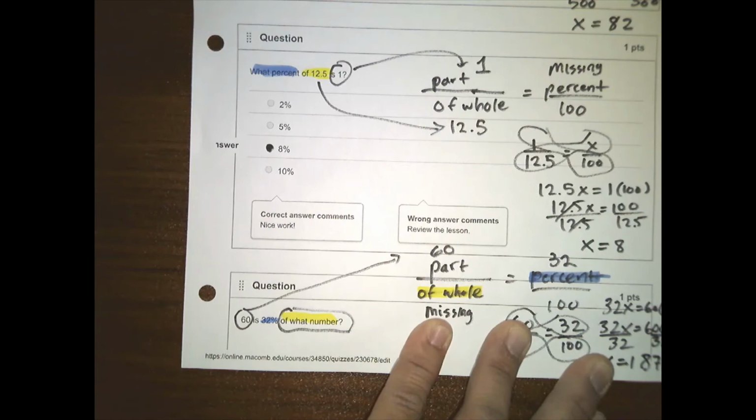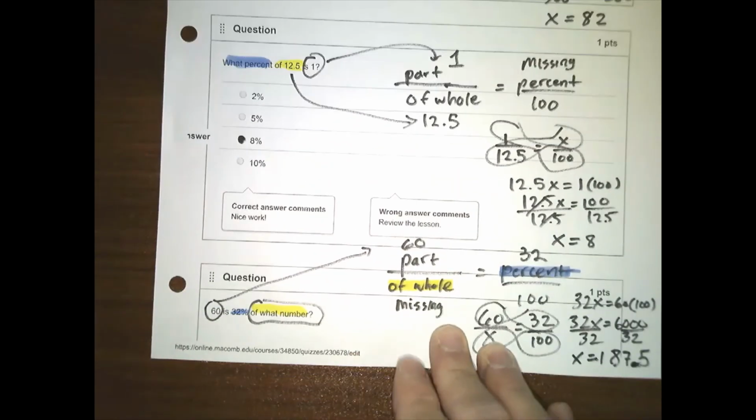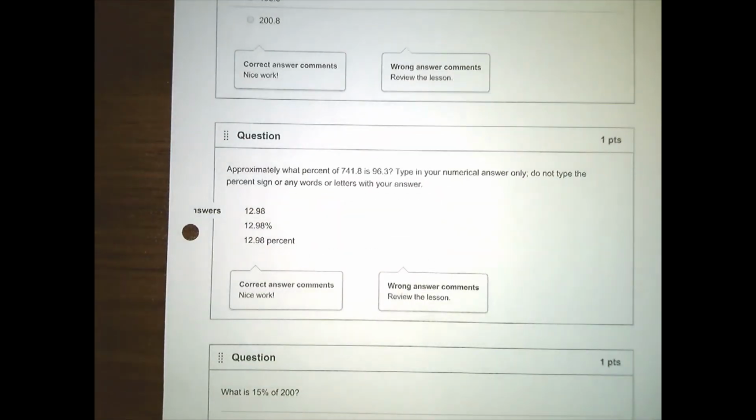Then I can cross multiply. So 32x is 60 times 100. And 60 times 100 is going to be 6,000. And then I'll divide by 32 on each side. So 6,000 divided by 32 is 187.5. All right, so now I'll do one more example here, and this will be the last one.